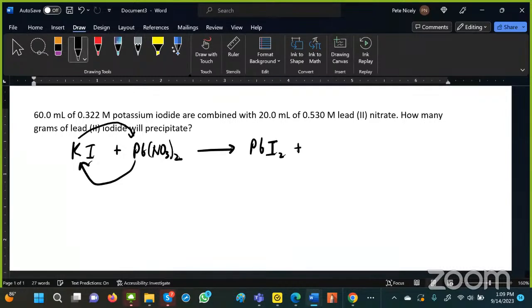And then what will be the other product as a result of the switch? KNO3, very good. You're just waking up. All right, so then we have to balance it, right? So how do we go about balancing this?